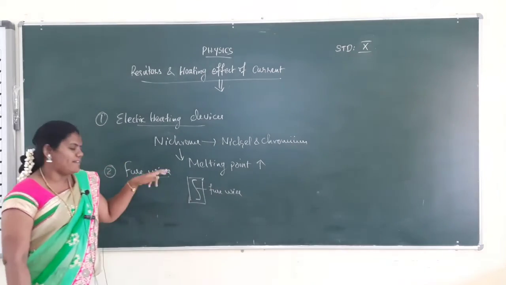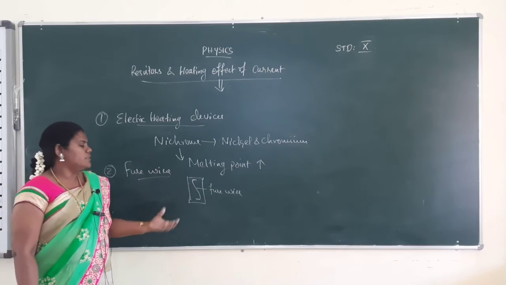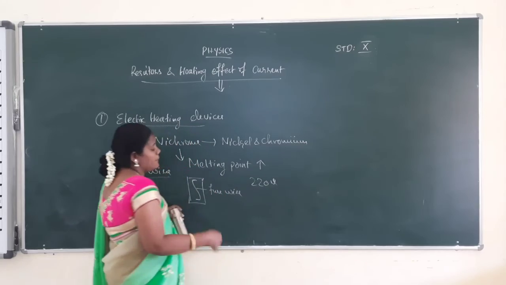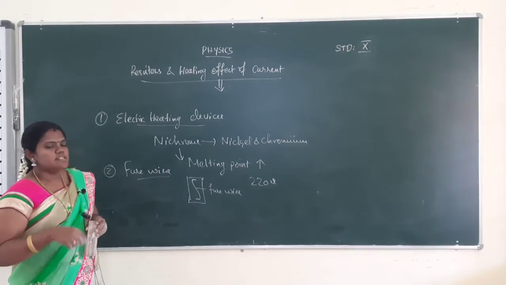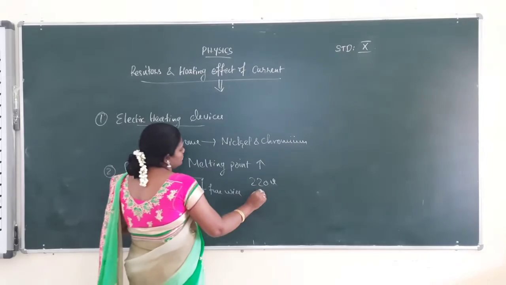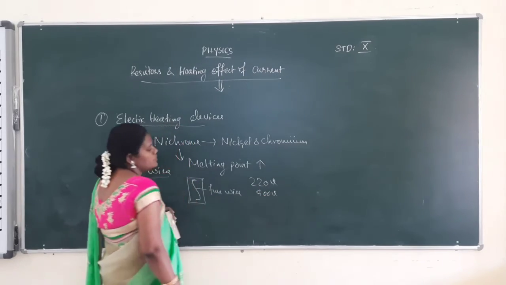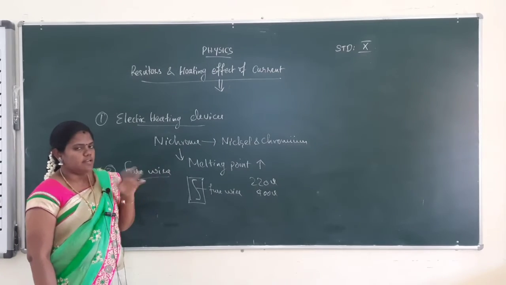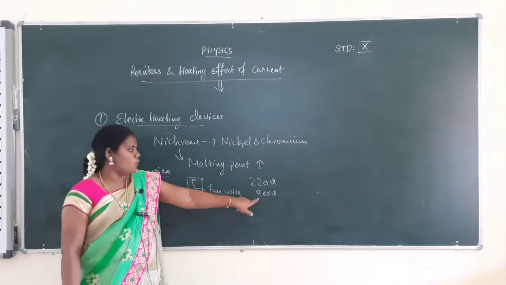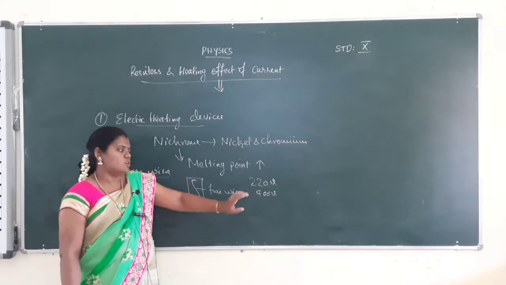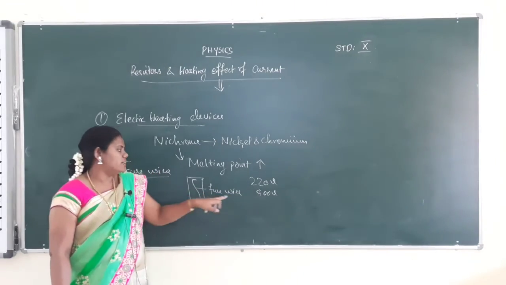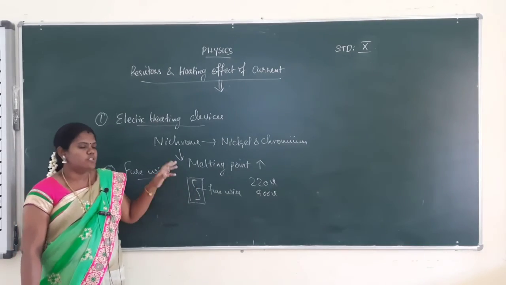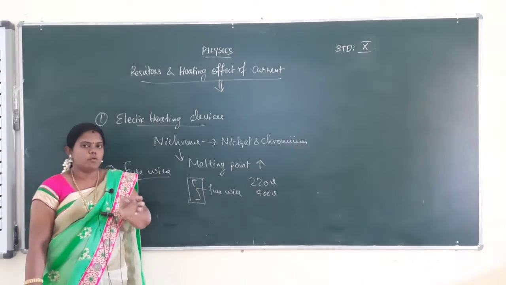Suppose our home has the fuse wire. Normally 220 volts is supplied by the electric board, but sometimes 400 volts is supplied to our home. The electronic appliances cannot tolerate that 400 volts. That high voltage is applied to the fuse wire, and the fuse wire melts and discontinues the electric conductivity to all the electronic appliances.